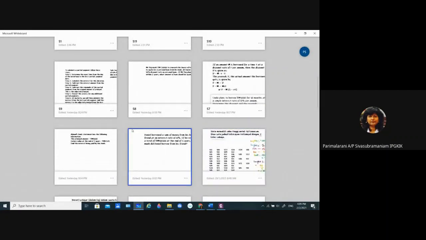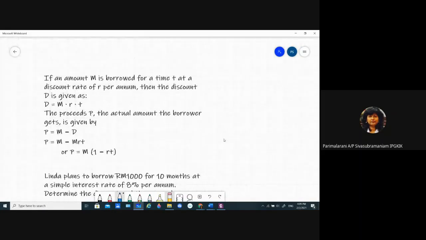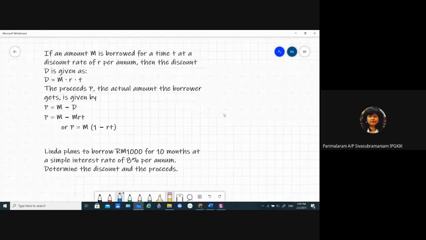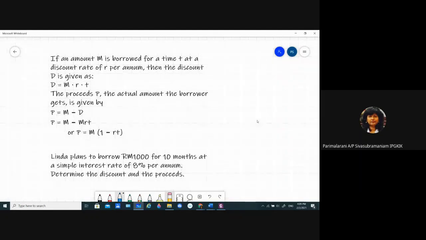Okay, so we have finished with simple interest. Of course, you will see it again and again. Now let's go on to another concept. The next concept that we're looking at is simple discount. Simple interest and simple discount are slightly the same. It's just how you look at it.